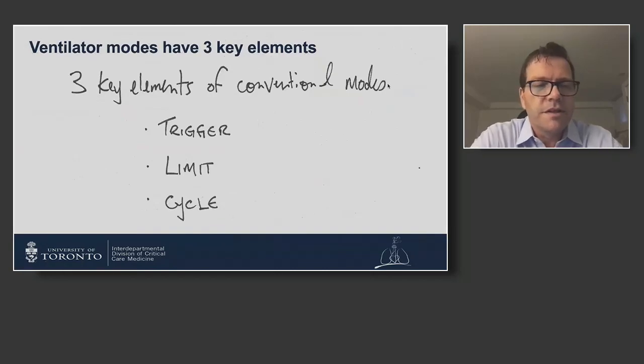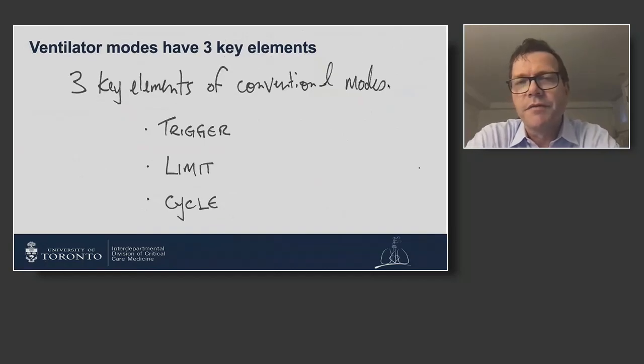Now, if you want to talk about how different modes of ventilation work, for conventional modes, there are 3 key elements that you need to know about. That is the trigger: how does the ventilator know when to start giving a breath? The limit: how does it know how big a breath to give? And the cycle: how does it change from active inspiration to passive expiration, which is how all of these modes of ventilation work.